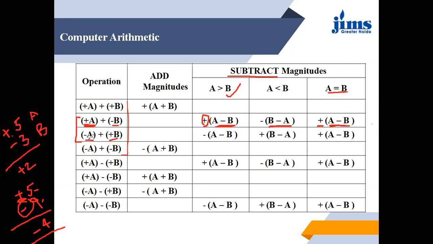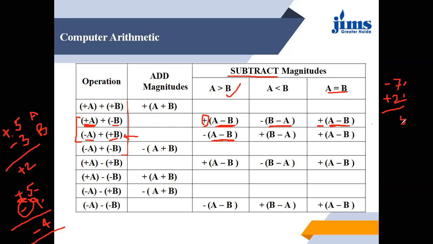Now see the example of this also. Suppose I am adding minus 7 to plus 2. This is the example of this case. To find the value, we have to subtract the minimum number from the maximum. So minimum number is 2, maximum is 7. So 7 minus 2 is 5.